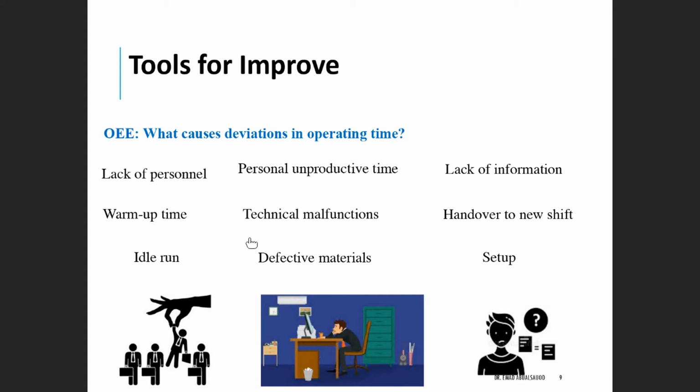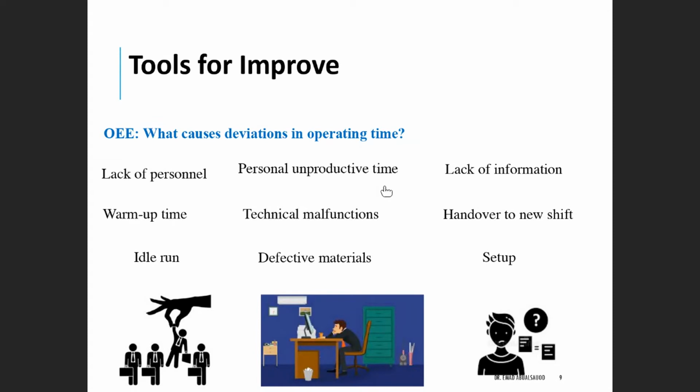Technical failures, defective materials, lack of information, handover to a new shift, and the setup all cause deviation in the operating time. All these are considered sources or causes of the deviation of the operating time. So the operating time is sometimes more and sometimes less.